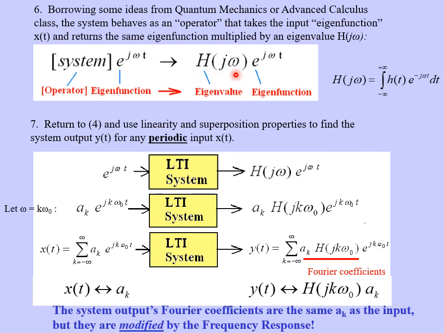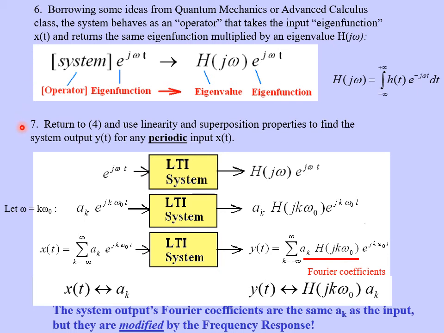So in this context, our frequency response takes the role of an eigenvalue, our input function assumes the role of an eigenfunction, and the system is an operator. We're not going to use these ideas any further, but this might help clarify some of these concepts when you can compare it to something you're already familiar with.